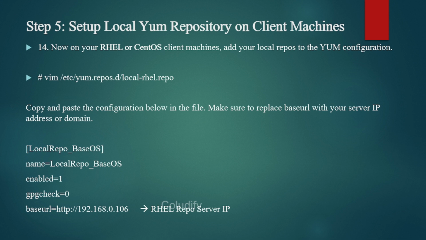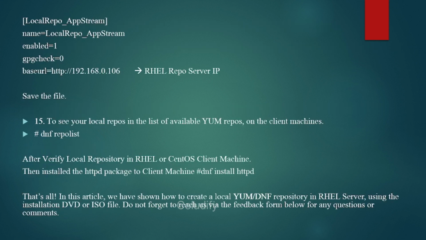First, we create a local repo, local-repo-BaseOS, then name local_repo_BaseOS, enabled=1, gpgcheck=0, baseurl=http://192.168.0.106, that is our repository server IP, and we install the repository server on the HTTP server. Then create an AppStream repo.